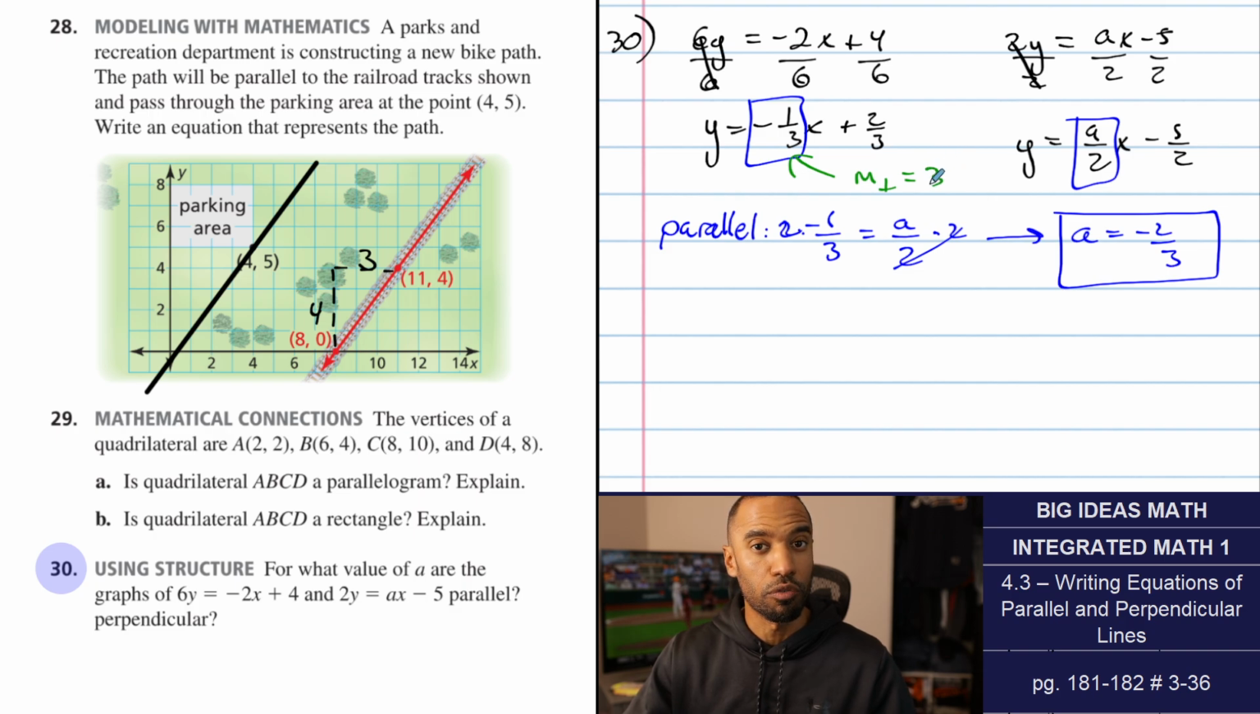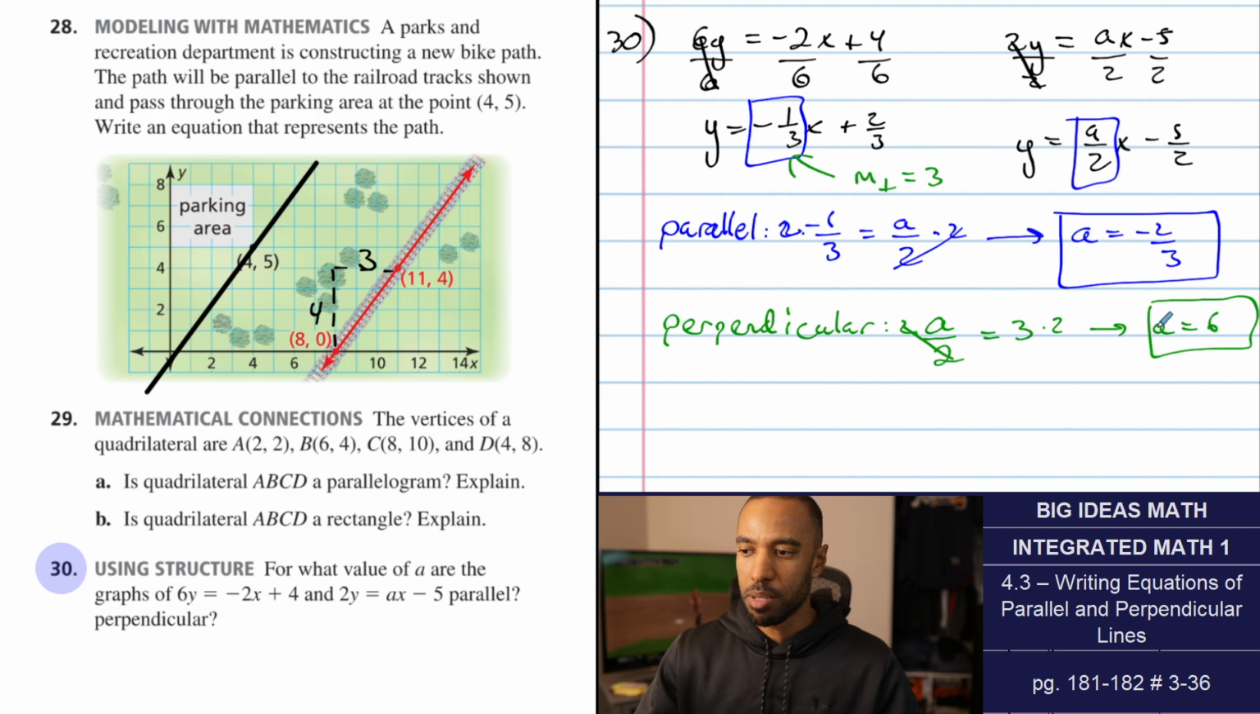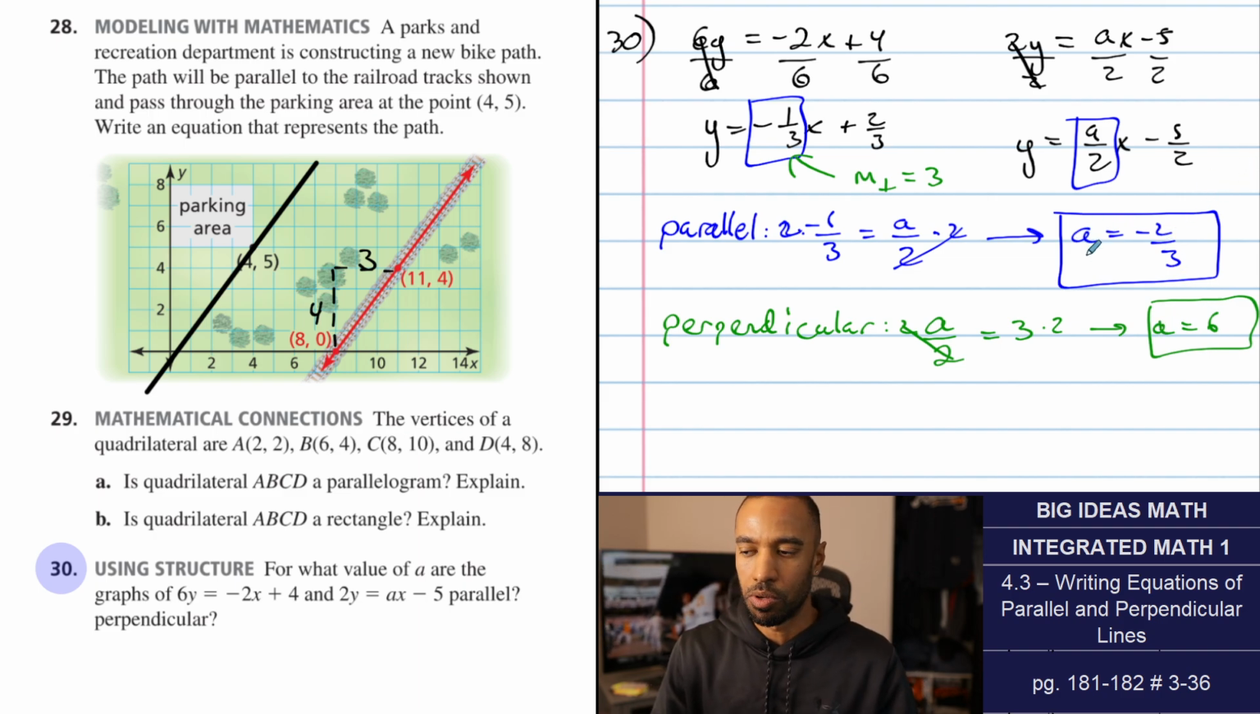is positive 3 over 1. So for perpendicular, this one actually might be easier. A over 2 needs to equal 3. So if I multiply both sides by 2 on that one, a is going to equal 6. So to be parallel, a needs to equal negative 2/3. To be perpendicular, a needs to equal 6.